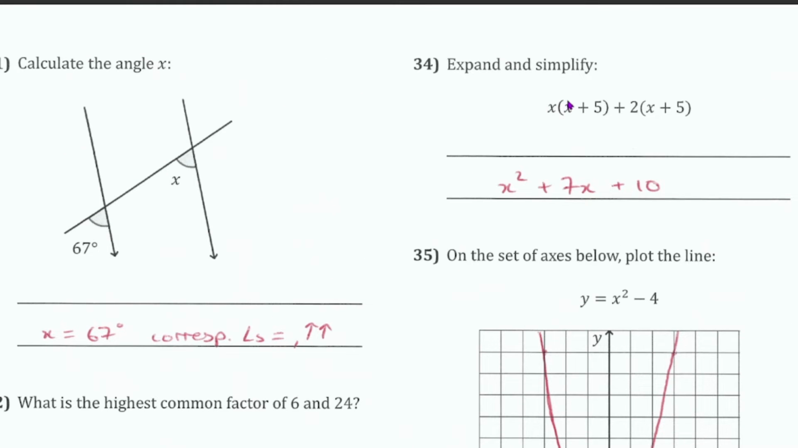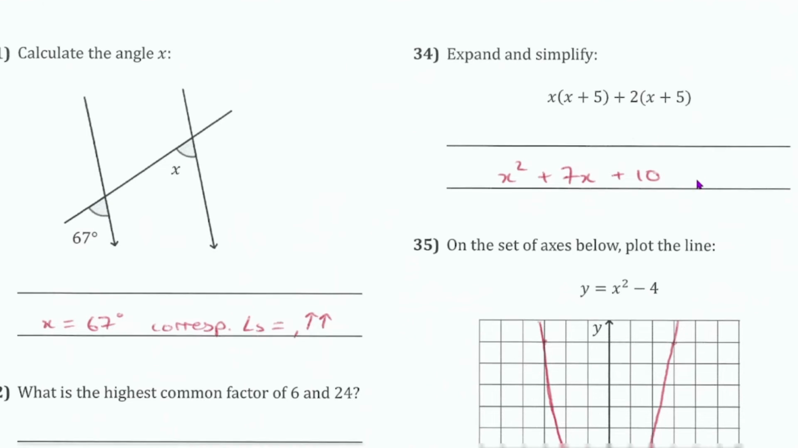Expand and simplify. So for these ones, we need to expand our brackets. So take each value and crab claw, multiply it by the things in the brackets. So you've got x times x is x squared, x times 5 is 5x, 2 times x is 2x, and 2 times 5 is 10. Most commonly missed thing was 2 times 5. So here that would get us x squared, 5x and 2x is 7x, and 2 times 5 is 10.